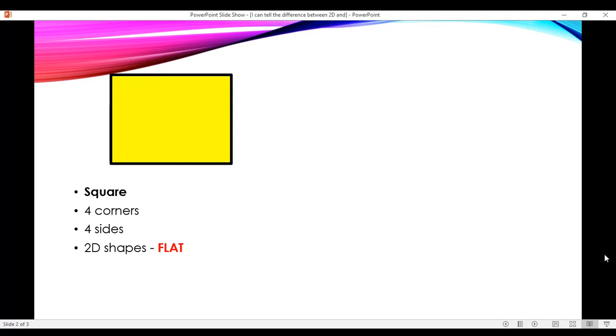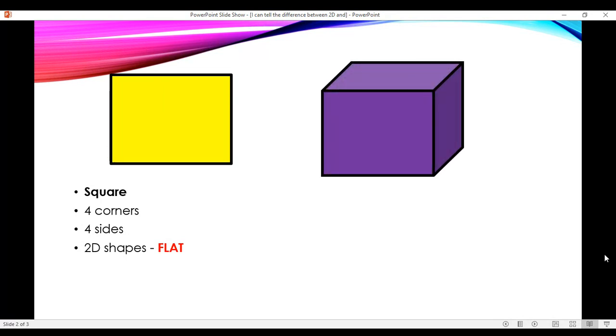Let's look at another shape. Ooh, I wonder what's the name of this shape. It is called a cube. Can you now have a think of how many sides and corners it has? 8 corners and 6 flat sides.